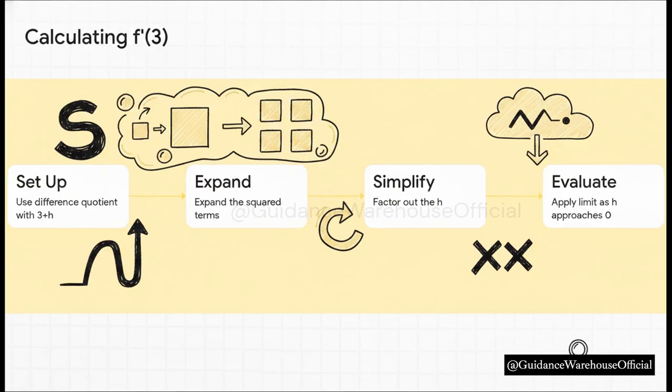Step 2, we expand the algebra. That gives us 9 plus 6h plus h squared. Step 3, we subtract the original function value, which is 9. That leaves us with 6h plus h squared, all over h.